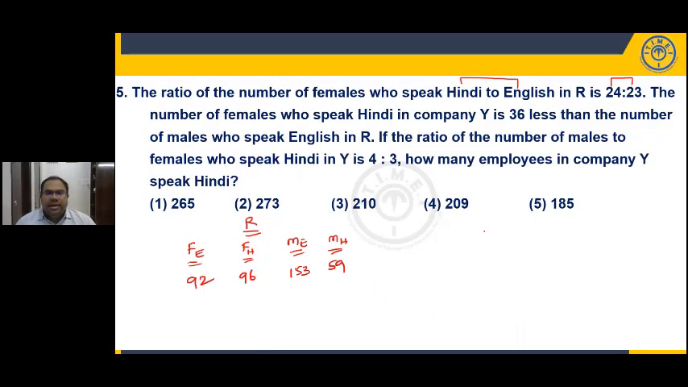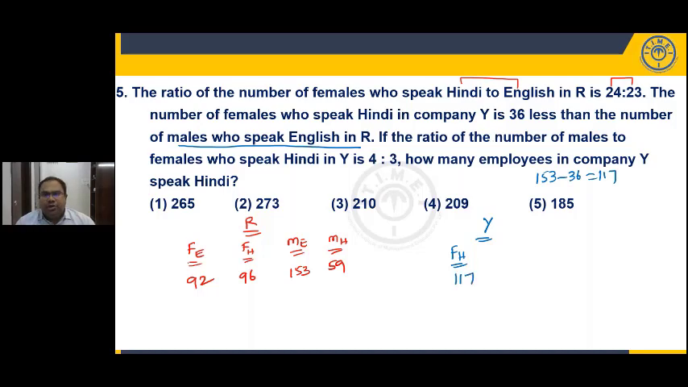Now here he's talking about another company Y. What is he talking about Y? Females who speak Hindi in Y, females Hindi in Y, 36 less than males who speak English in R. Males English in R 153. So it is 36 less. 153 minus 36. It is 117 females Hindi.